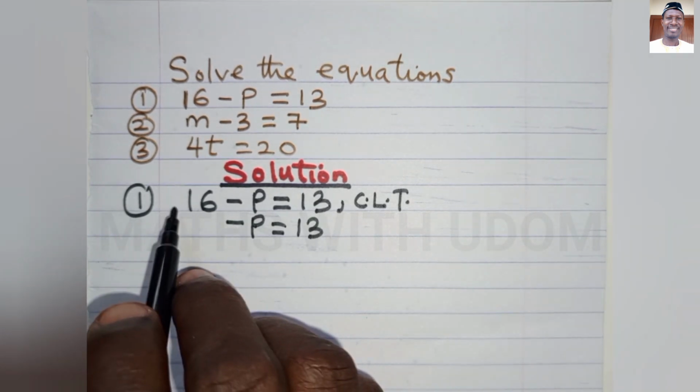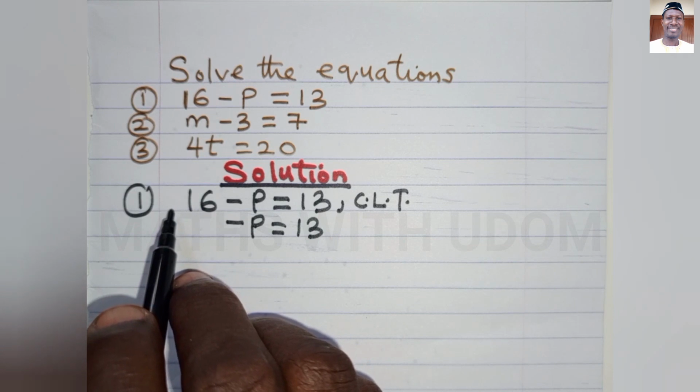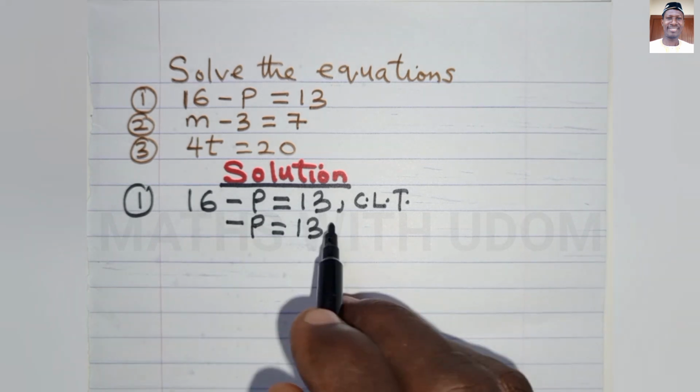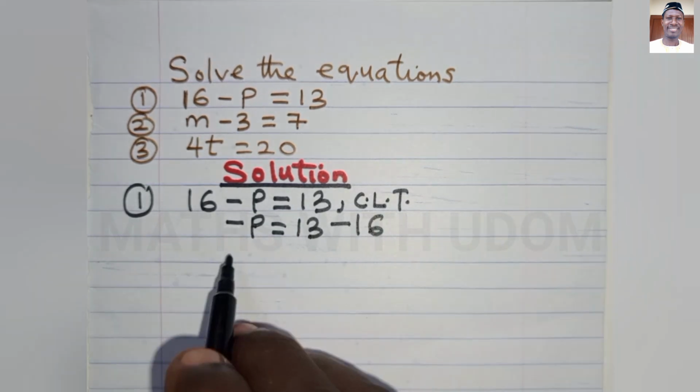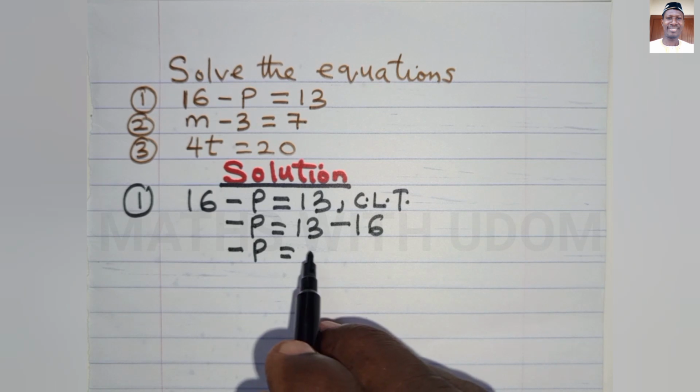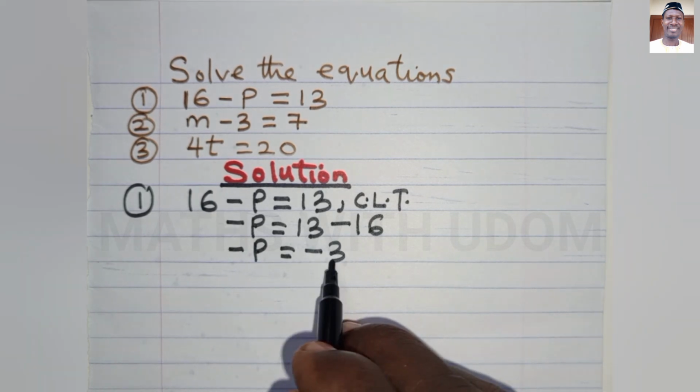So this 16 is having a positive sign before the 16. So the plus 16 will cross over and turn to minus 16. So we have minus p is equal to 13 take away 16, is equal to minus 3.